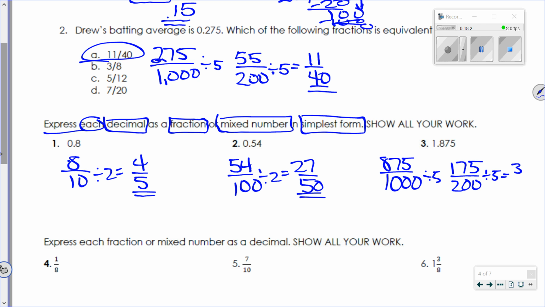35 over 40. So sorry, that's not right, and that's a 40 and a 35. There we go. So I'm going to restart over here so we have the work. 35 and 40, I can still divide by 5. Gives me 7/8. Don't forget to put your whole number back in front of it. 1 and 7/8. Making sense, guys?